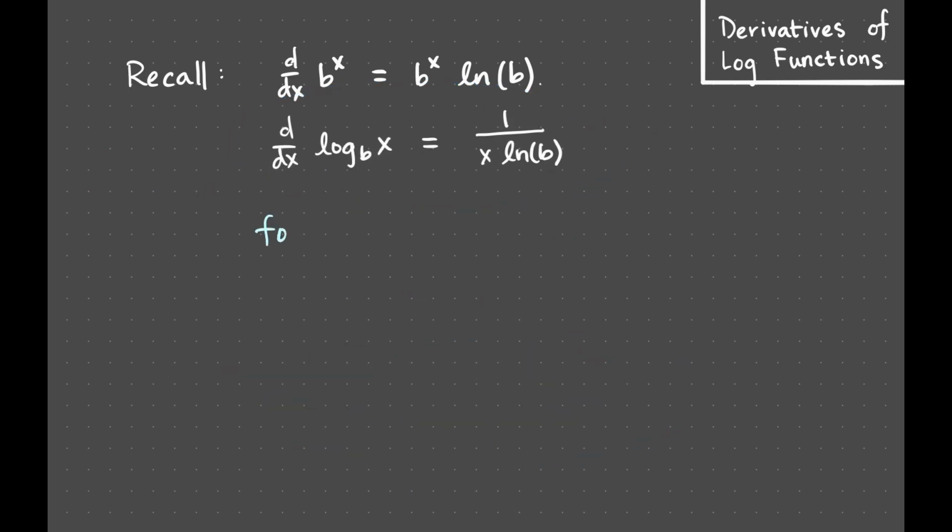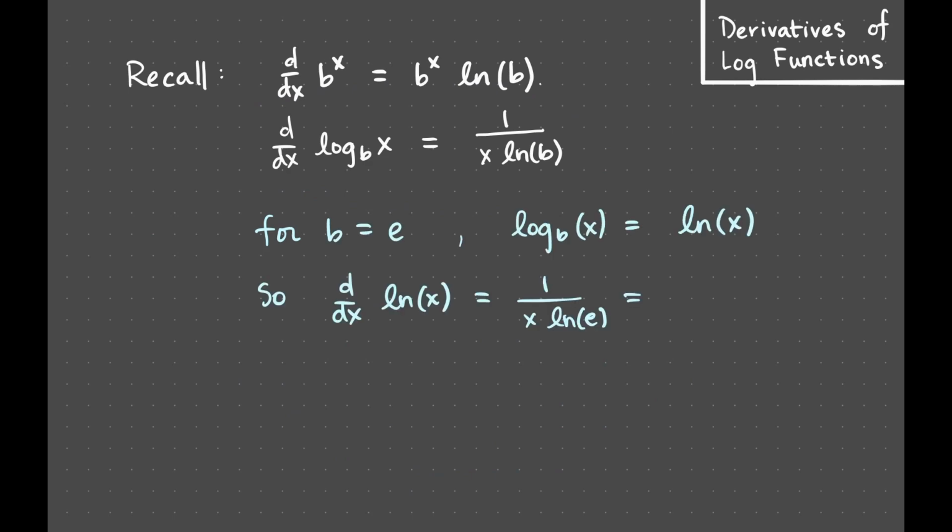One particularly important log base is the number e, for which the function is just called the natural logarithm, and its derivative in that case is given by 1 over ln e times x, which is just 1 over x. In other words, the derivative of the natural log function is just 1 over x.